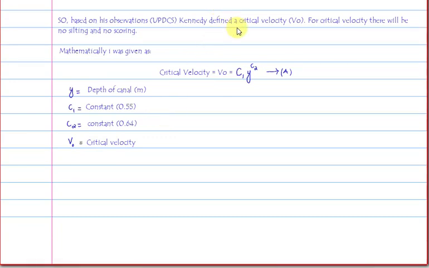You can further simplify this formula on the basis of the C1 and C2 values. A can be written as V naught is equal to C1, which we said is 0.55, multiplied by y, where y is the depth, to the power of C2, which is 0.64. So we can write the above formula like this. This is equation B.